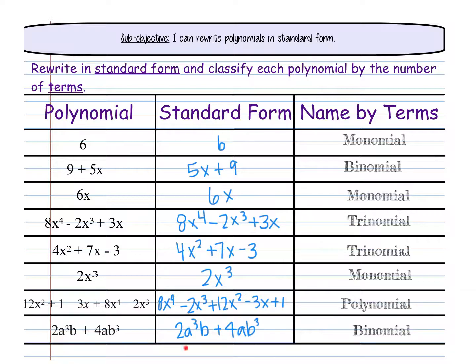And then this one, I threw in some extra variables, but we always go by the first variable alphabetically. So I have a's and b's, so I'm going to put it in order by a's because it comes first alphabetically. So 2a to the third b is going to come before 4a to the b, or 4ab to the third, because this a is to the power of 1.